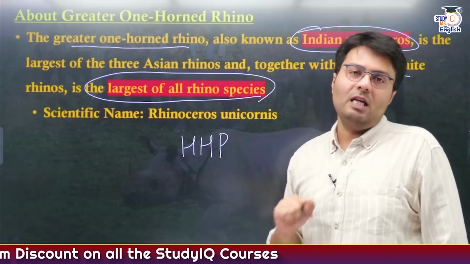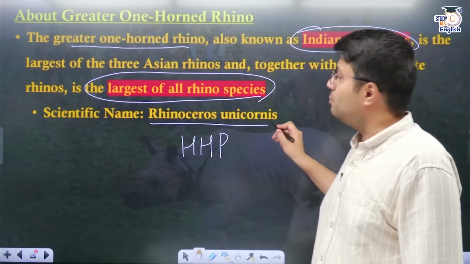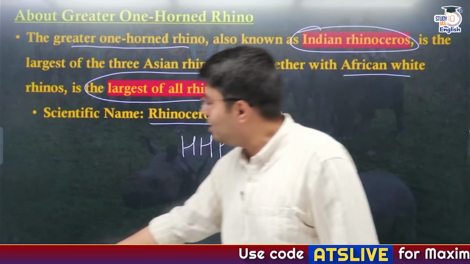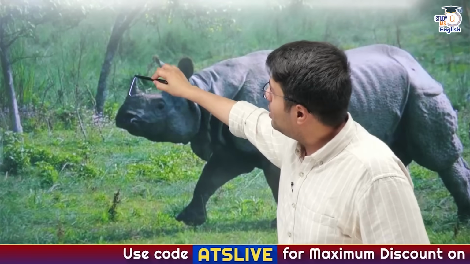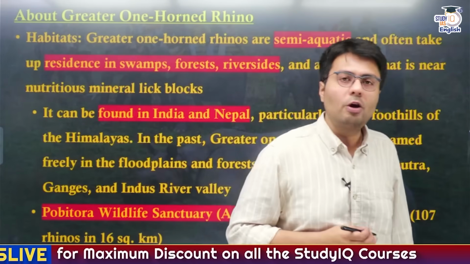Now, the scientific name of this species is quite important. What is the scientific name of this species? Rhinoceros unicornis. And why are they called unicornis? Obviously because of their horn, that is one horn, right? So this is why they are called unicornis.